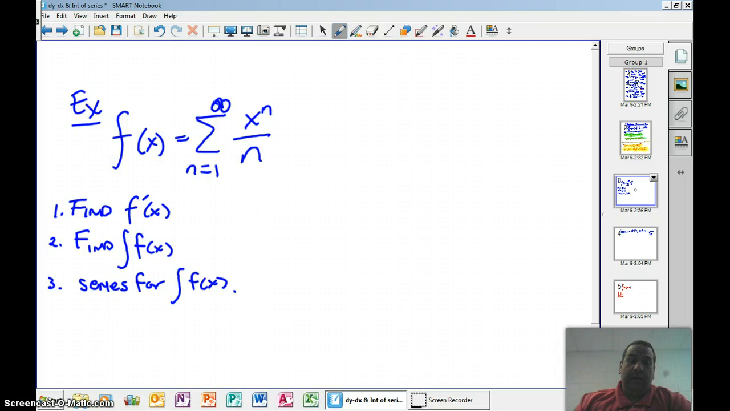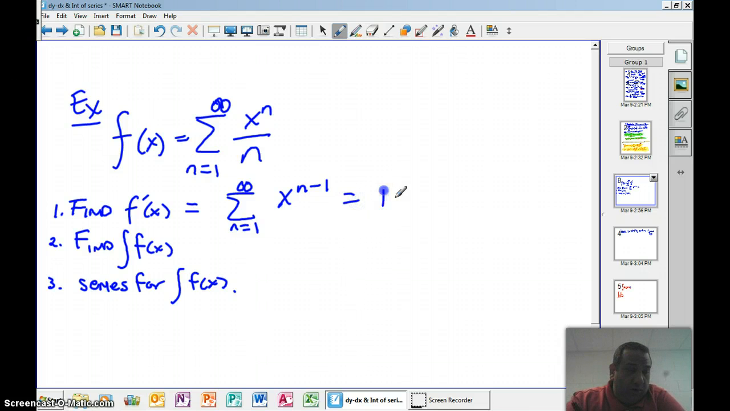Let me do an example with you. I have a power series: the sum of x to the n over n. Now find the first derivative. If I'm right, let me check my notes to make sure I know what I'm doing. It's going to be the summation from n equals 1 to infinity of x to the n minus 1. I would multiply the outside by n, and the n's would cancel out. And that's what I would get.